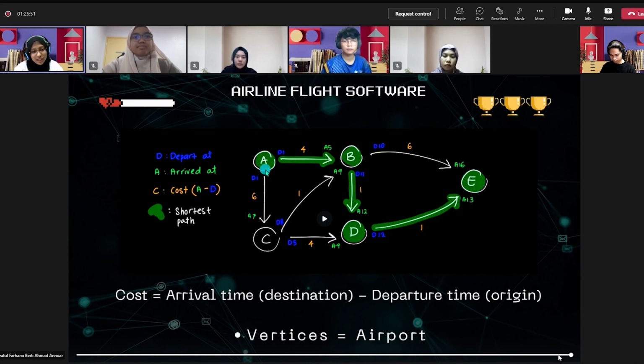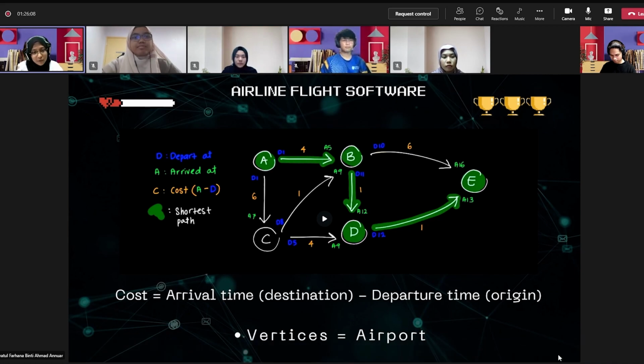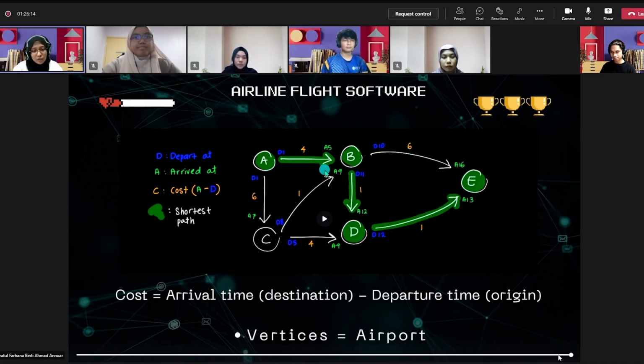So we need to go from A to C to B. So what is the cost taken? 6 plus 1 is 7. But the target here is B, right? So why not we just take A to B? It only costs 4. So that is Dijkstra algorithm. It will find the minimum cost taken from a vertex to another vertex. So A to B costs 4.